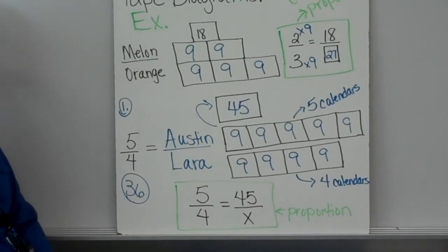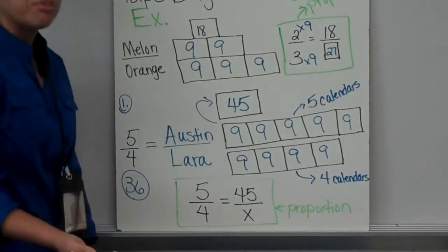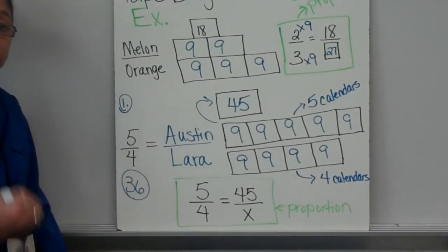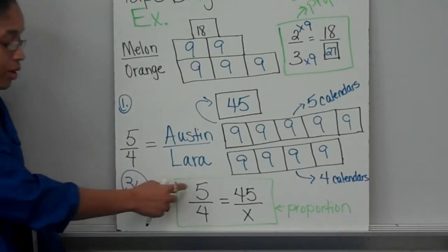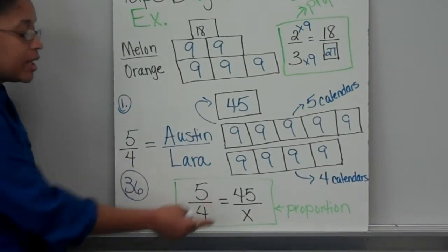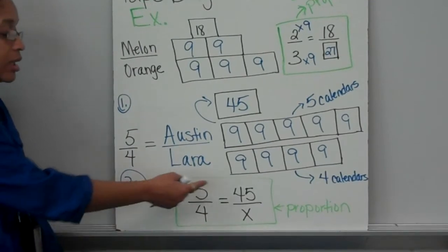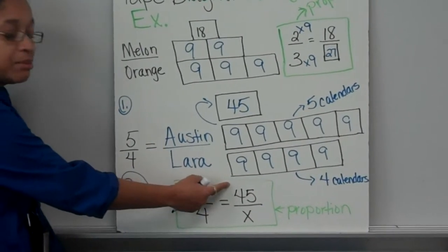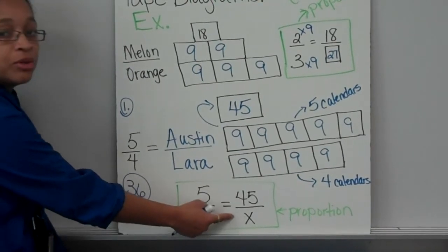Now, if I want to check that, I could just set up a proportion. Remember, proportion is nothing but equivalent fractions. Well, my ratio of Austin to Laura was 5 to 4. So I'm going to put 5 over 4 equals, the problem told me that Austin sold 45. Since Austin is on top over here, Austin has to be on top over here. And I don't know Laura.